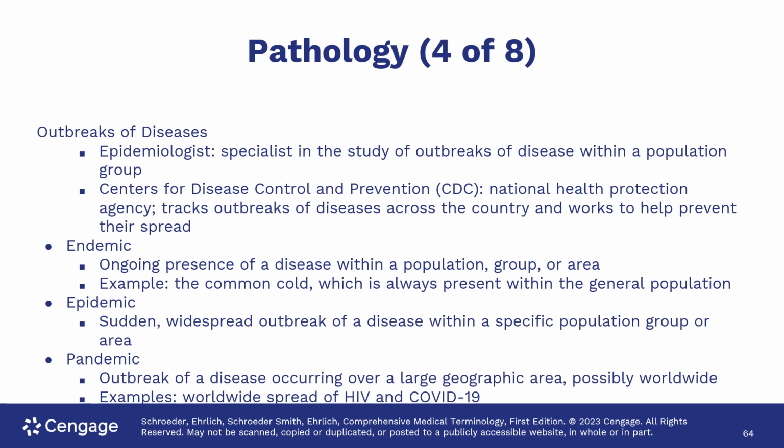An epidemiologist is a specialist who studies outbreaks of diseases. They've been really busy in the last few years. Endemic is an ongoing infection, which is what we are in with COVID. Epidemic is a sudden outbreak of disease within a specific population or area. And pandemic is an outbreak occurring over a large geographic area, likely worldwide. And if you didn't already know those definitions, I wonder where you have been.